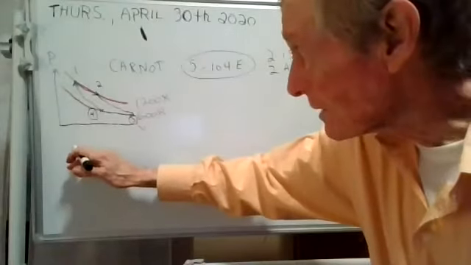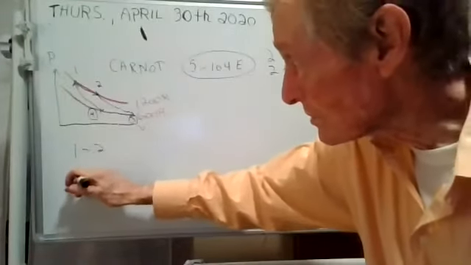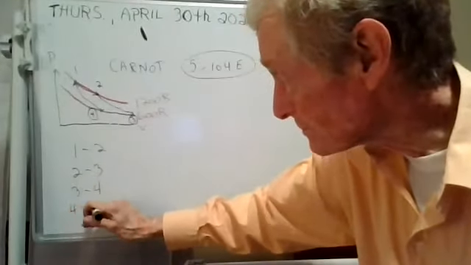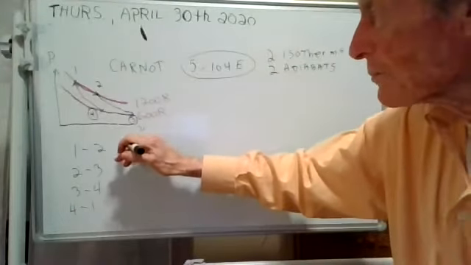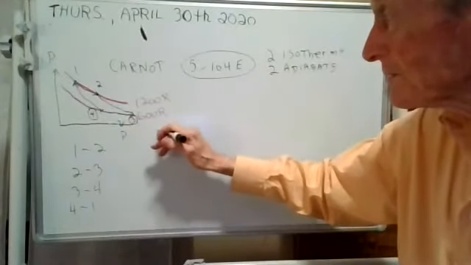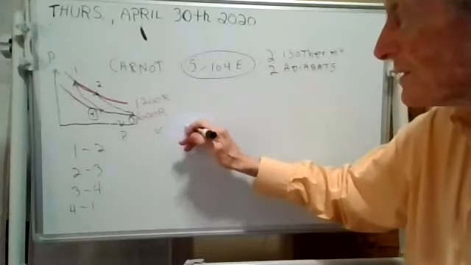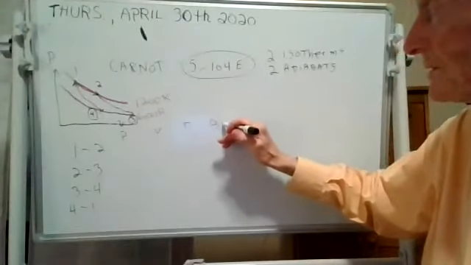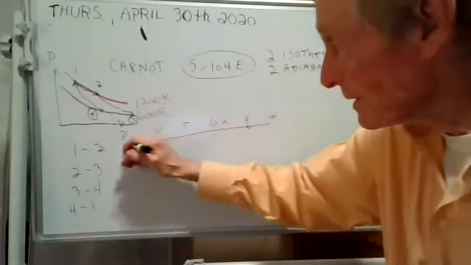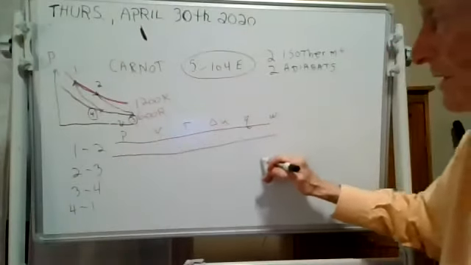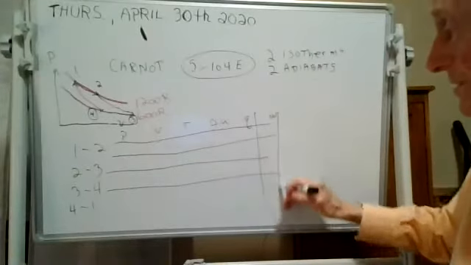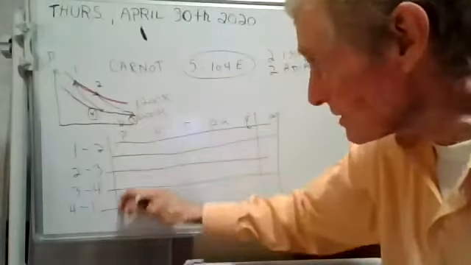Okay, here we go. Process 1 to 2, 2 to 3, 3 to 4, 4 to 1. We're going to plot up the P, V, T, delta U, Q, and W. We're going to plot all that stuff up. And you're going to have to do this on one of your cycles on your final exam. But it's really easy.